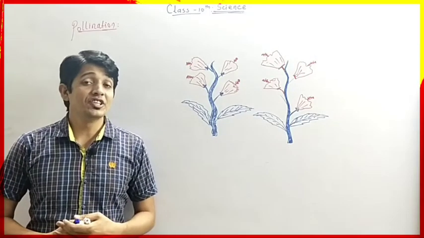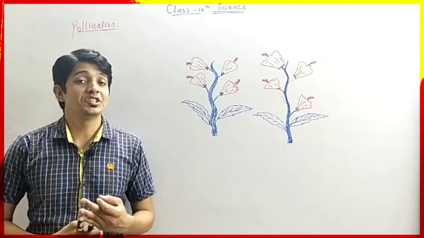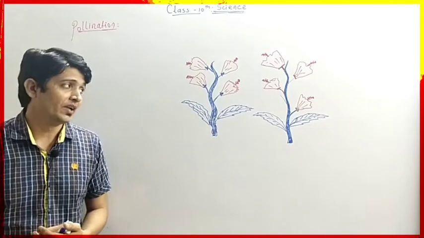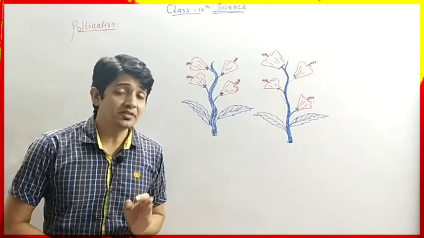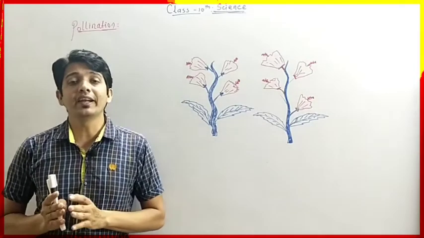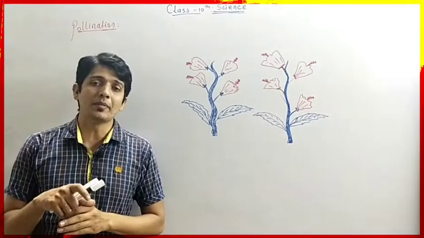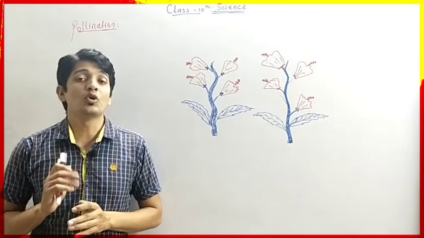Now we are going to understand the pollination process which takes place in plants. Pollination means the transfer of pollen grains from anther to stigma is called pollination.